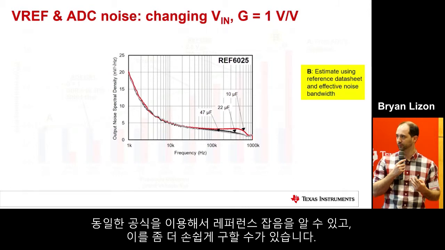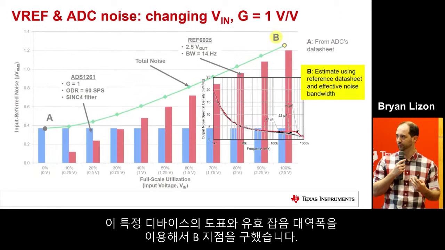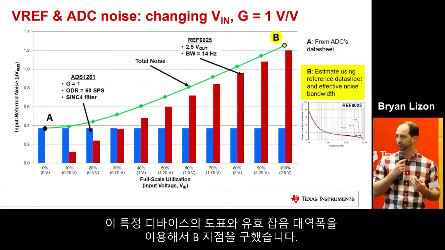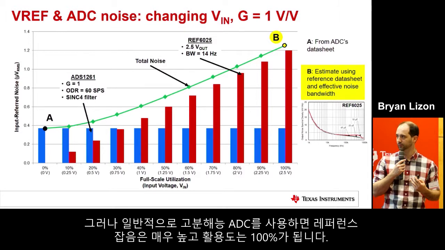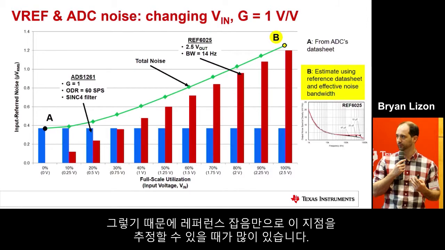So you can use those same formulas to determine reference noise. It's actually a little bit easier to calculate. Point B is just calculated using this plot here for this specific device and using the effective noise bandwidth. In general, though, if you're using a high-resolution ADC, your reference noise is generally going to be really high at 100% utilization. So a lot of times you can just estimate this point as the reference noise by itself.